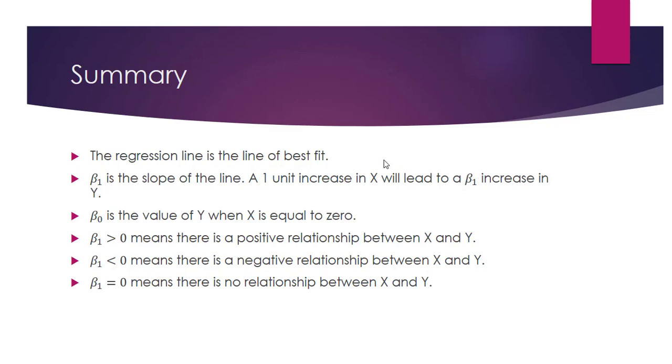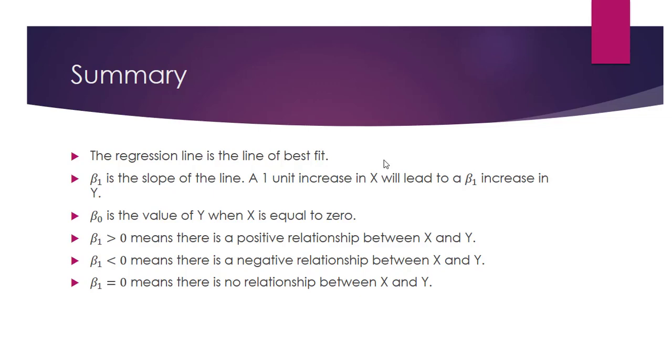The regression line is simply the line of best fit. It's a line that best represents a general trend or relationship in the data. Beta 1 is the slope of the line. That's simply the gradient of the line, rise over run. It's interpreted as follows: a 1 unit increase in the x variable will lead to a beta 1 unit increase in the y variable. Beta 0 is the value of the y variable when x is equal to 0. In our example today, it's the expected sales when a firm has $0 spent on advertising.